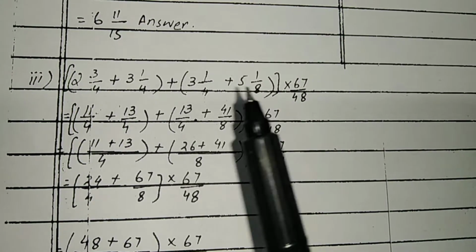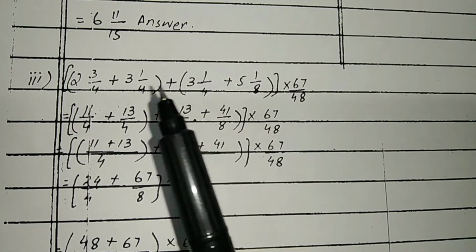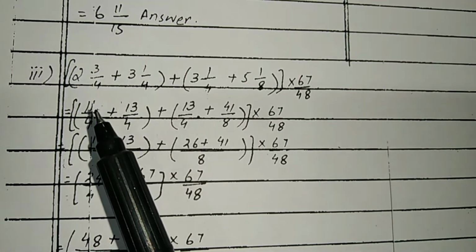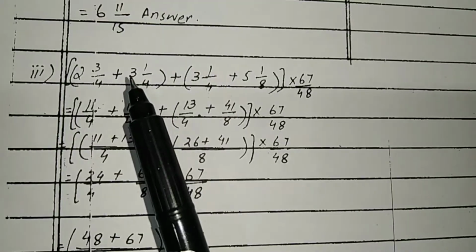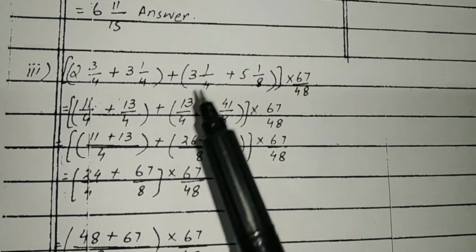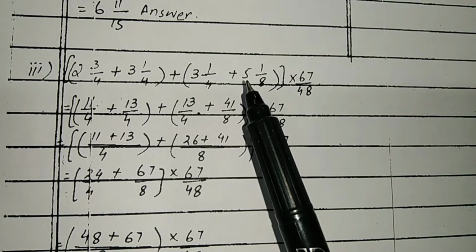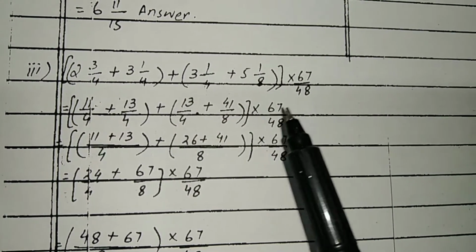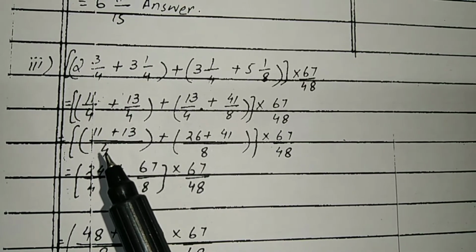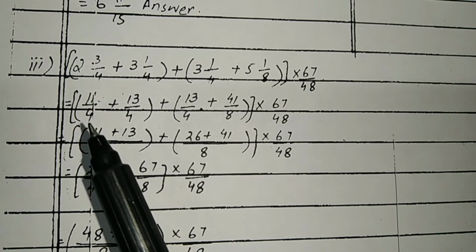Firstly we have to convert the mixed form into improper fractions and then we have to solve the small brackets first. 4 2s are 8 plus 3, 11 over 4, plus 4 3s are 12 plus 1, 13 over 4, plus 8 5s are 40 plus 1, 41 over 8, times 67 over 48.